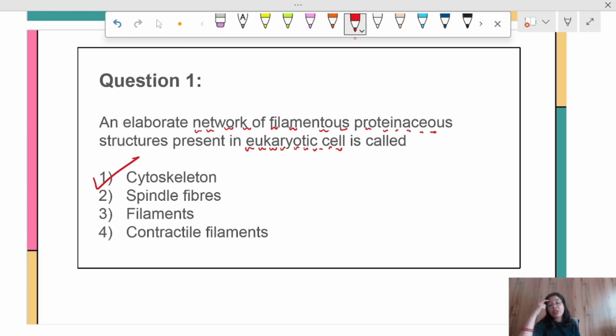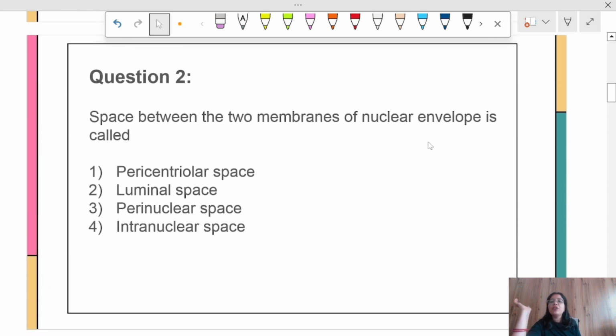So if they ask a question like this, cytoskeleton is present in, you can say, Streptococcus? No, right? It is a prokaryote and it does not have any cytoskeleton. Okay, space between the two membranes of nuclear envelope is called what? It is called perinuclear space, right?